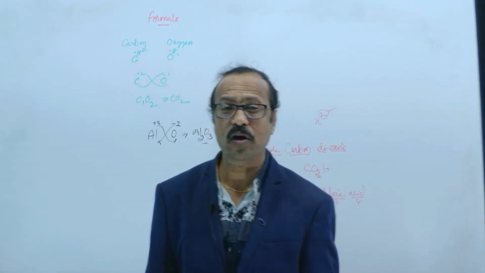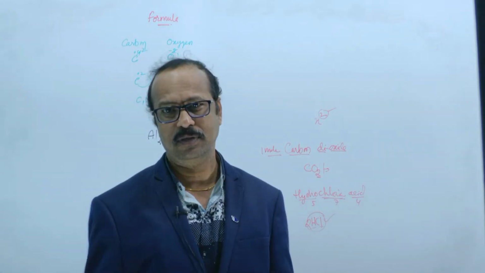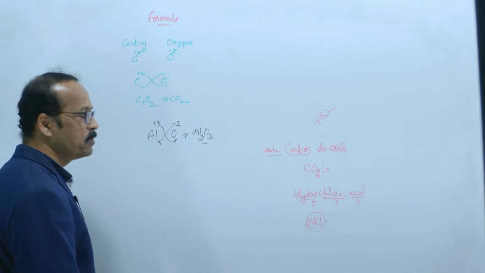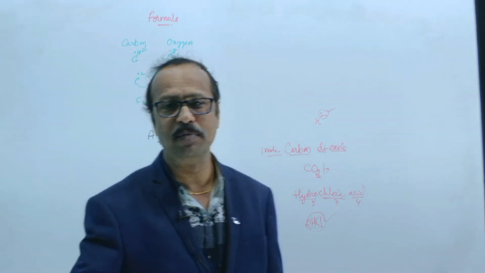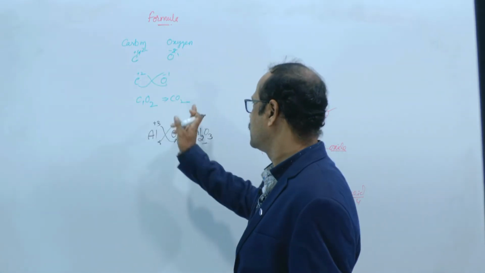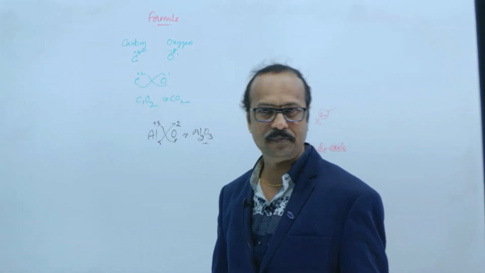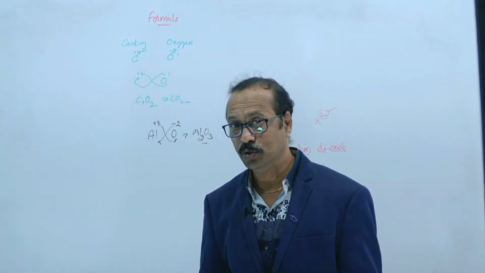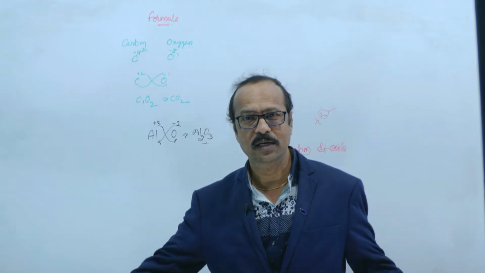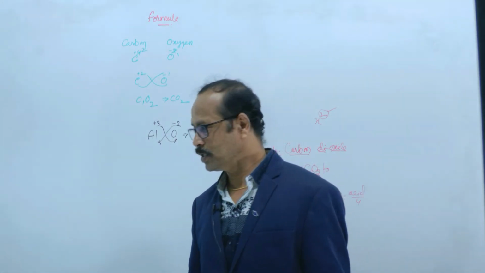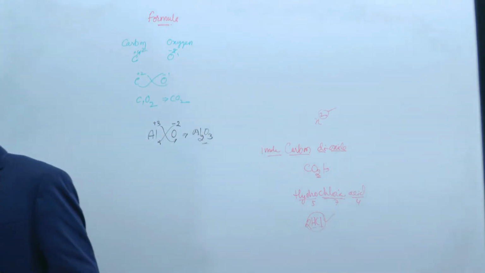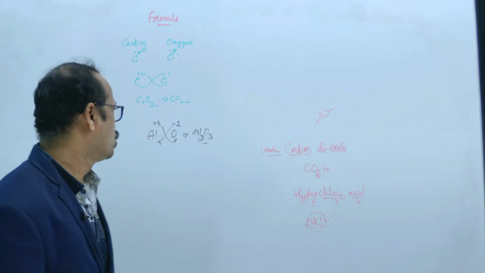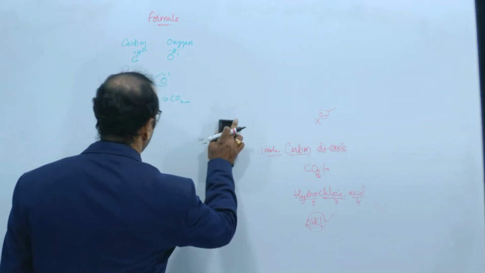So these are the formulas of simple compounds, made up of only 2 elements, right? Carbon, oxygen, aluminum oxygen, we already learned. Today what are we going to do? You are going to write the formulas of some big compounds. So now start. Open your notebook.